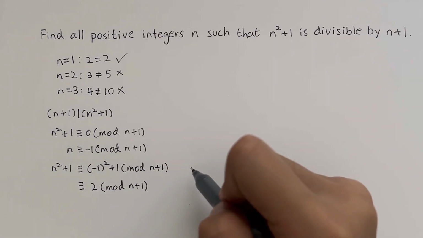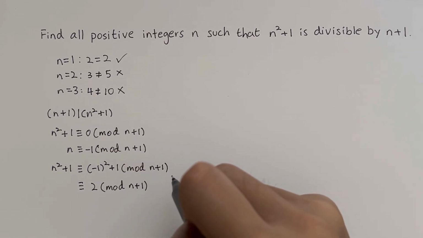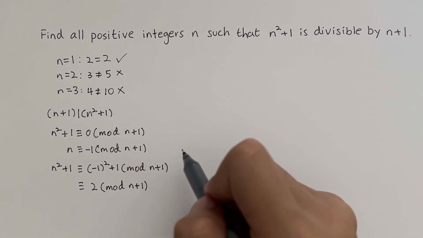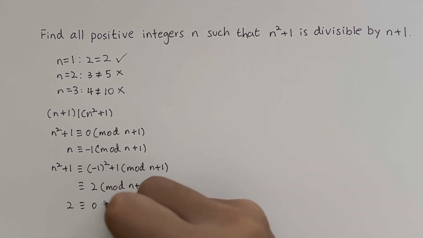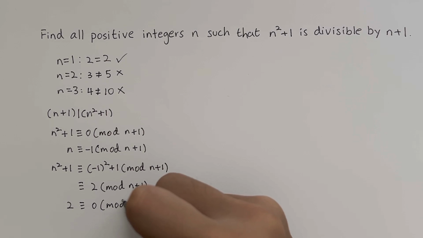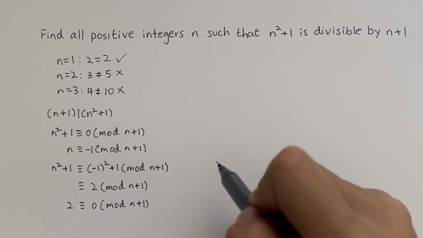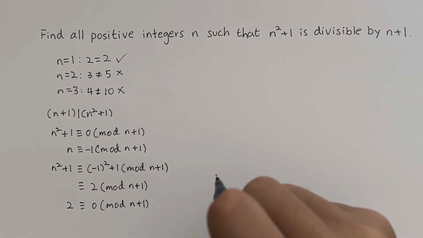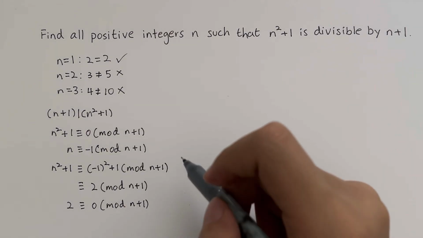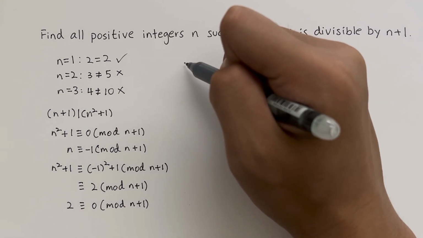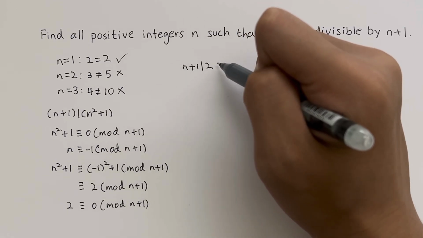So the original condition, n squared plus 1 is congruent to 0 mod n plus 1, now becomes 2 is congruent to 0 mod n plus 1. So what does this mean? It means that 2 is divisible by n plus 1. In other words, n plus 1 must be a divisor of 2.